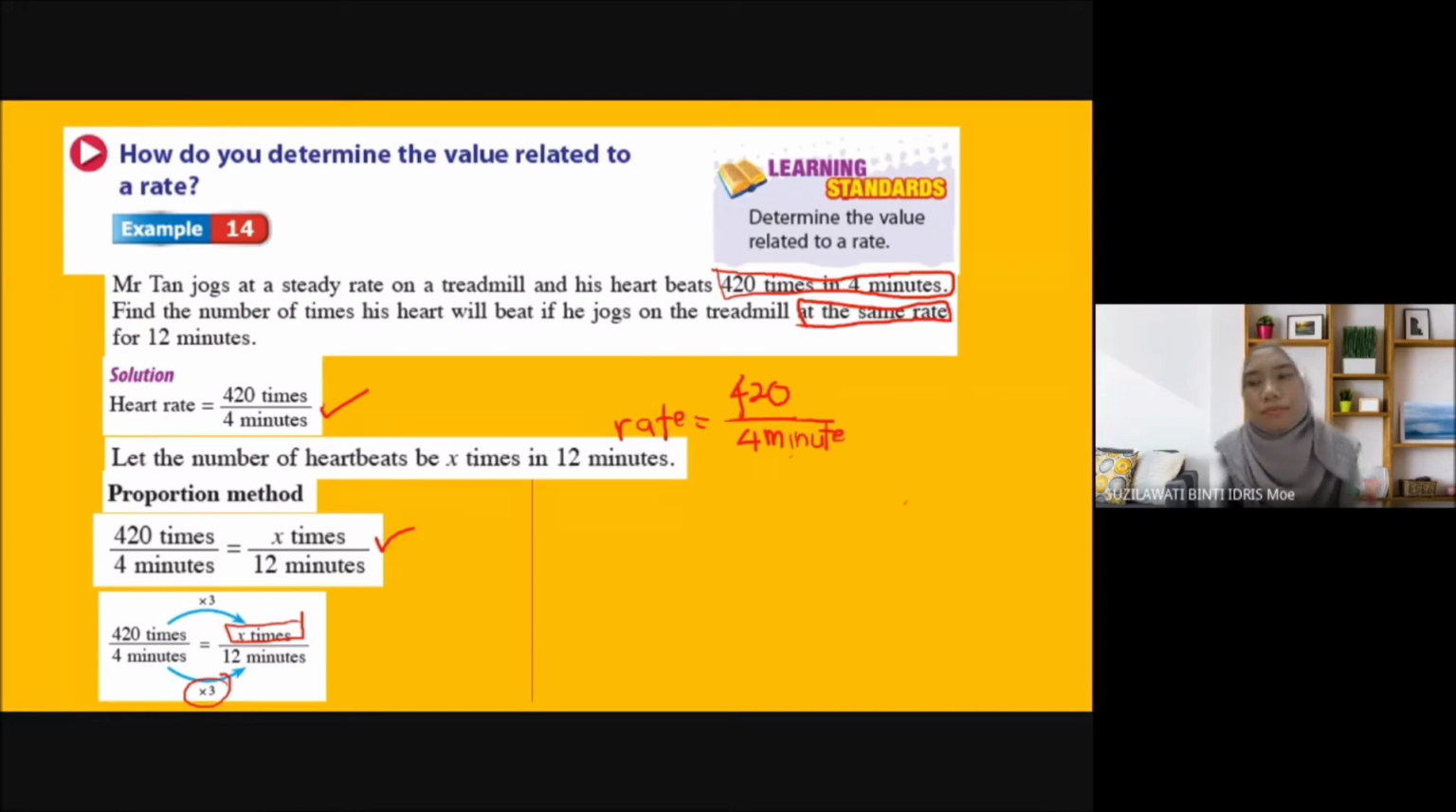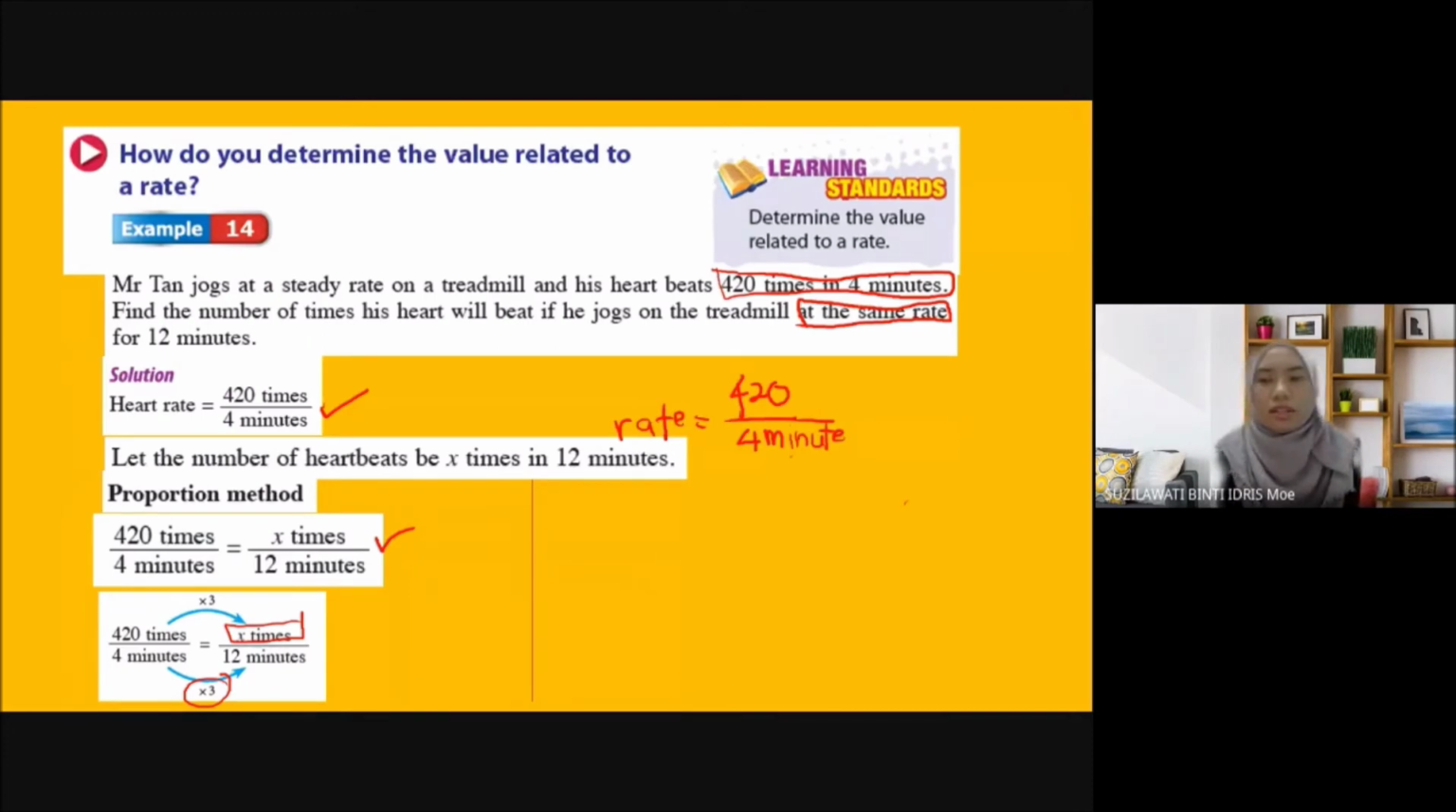Understand? Okay, I hope you understand how to use the proportion method. It's not about you already finding the answer now. I want you to understand the method. Okay, good. Yes, Santosh, Daniel, yes.